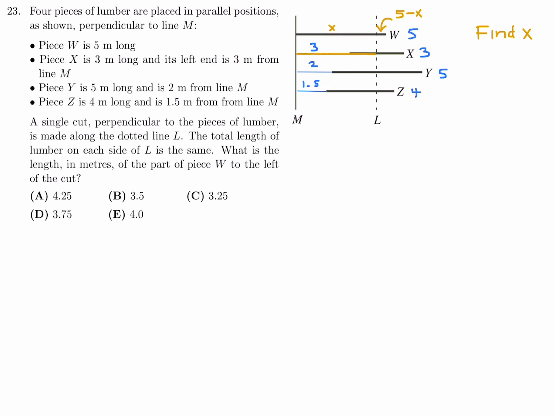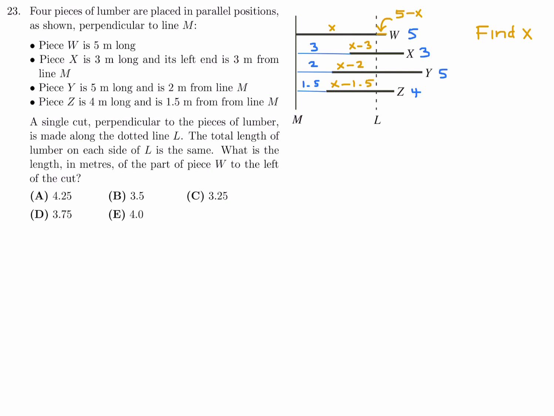Okay, so here we go. This whole thing is x, but we know that from here to here is 3. So this part has got to be x minus 3. Okay, so here we go, same story. This whole thing is x, but from here to here is 2. So this part has got to be x minus 2. And then from here to here is x. This is 1.5. So from here to here has to be x minus 1.5. All right. Now we get to the other side.